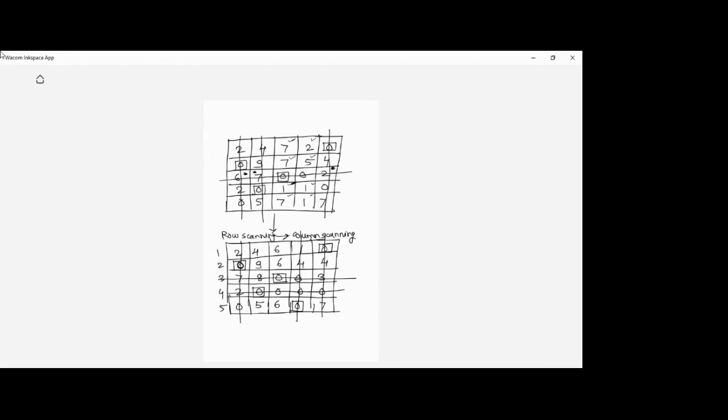We are going to check for optimality. Number of allocations is equal to how many? We have 1, 2, 3, 4, and 5 allocations, and the number of rows or columns is equal to 5. So yes, 5 is equal to 5. Hence, the optimal solution is obtained.